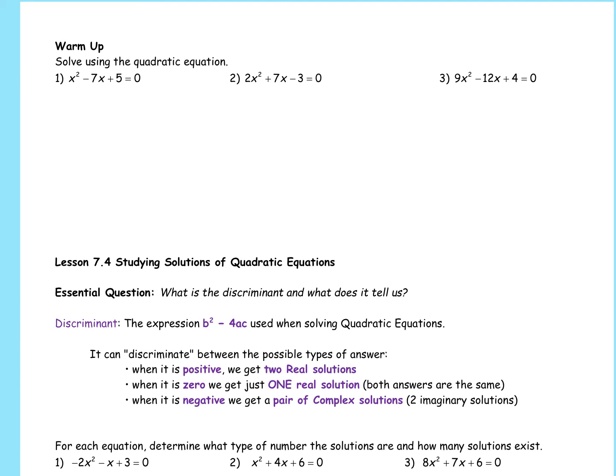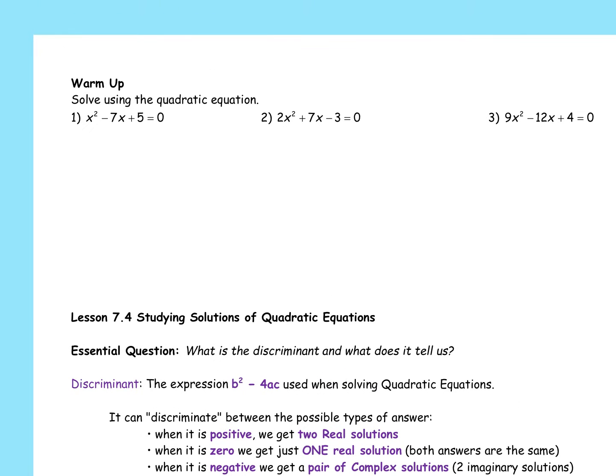Here. The quadratic formula is x equals negative b plus or minus the square root of b squared minus 4ac all over 2a. So there's the quadratic formula. You just find a, b, and c, and then you plug it in and do order of operations.